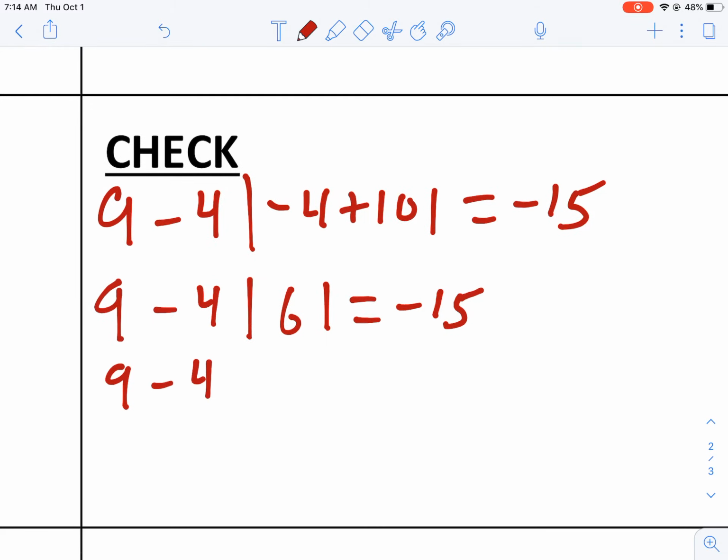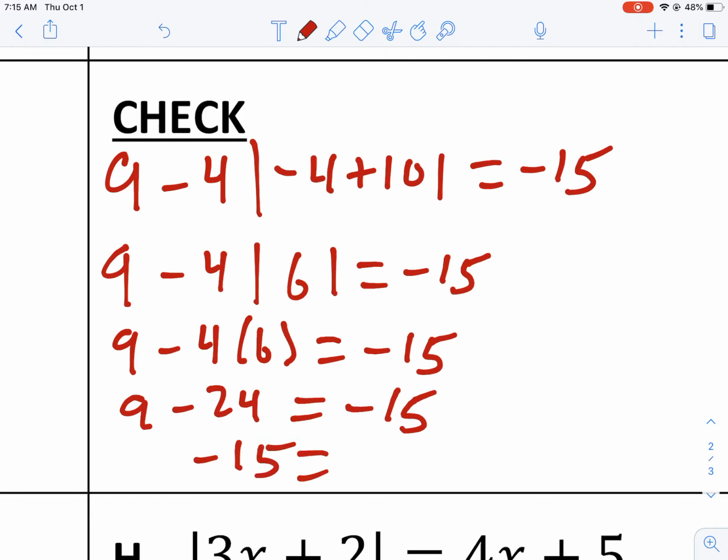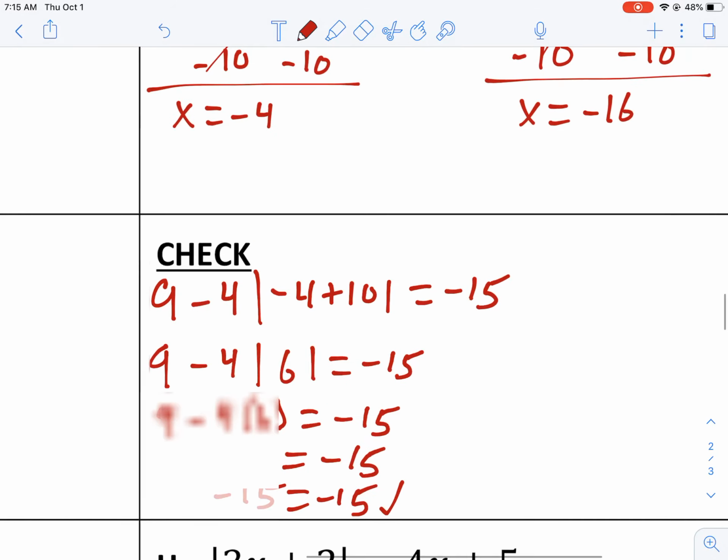So we've got 9 minus 4 times 6 equals -15. That's 9 minus 24 equals -15. -15 equals -15. So that one works.